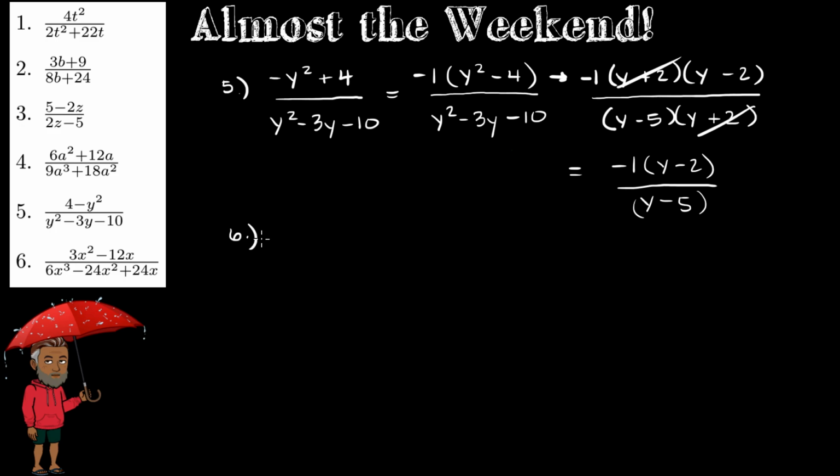This guy looks a little intense. There's a lot of numbers and a lot of exponents going on here. So we're going to write it out. 3x to the power of 2 minus 12x over 6x to the power of 3 minus 24x to the power of 2 plus 24x. Now, I know they all can be divided by 3.